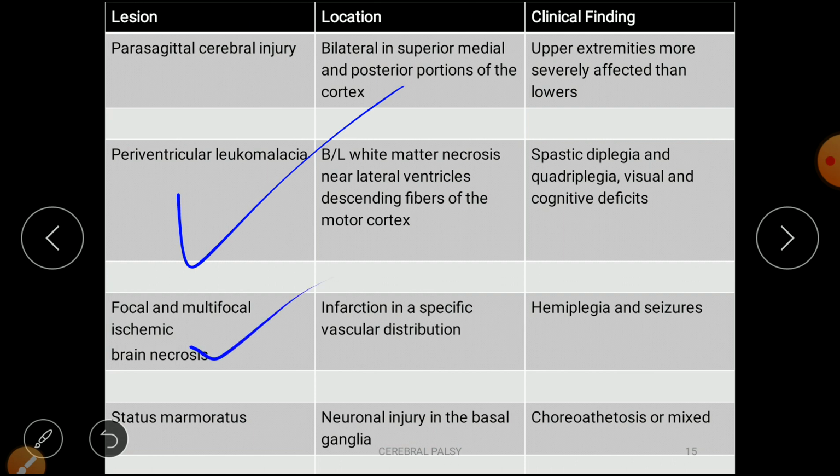If it is focal and multifocal ischemic brain necrosis, the location is infarction in a specific vascular distribution. So hemiplegia and seizures will occur because a vascular problem is present. And the last is status marmoratus, that is neuronal injury in the basal ganglia, which leads to choreoathetosis or mixed type of cerebral palsy.